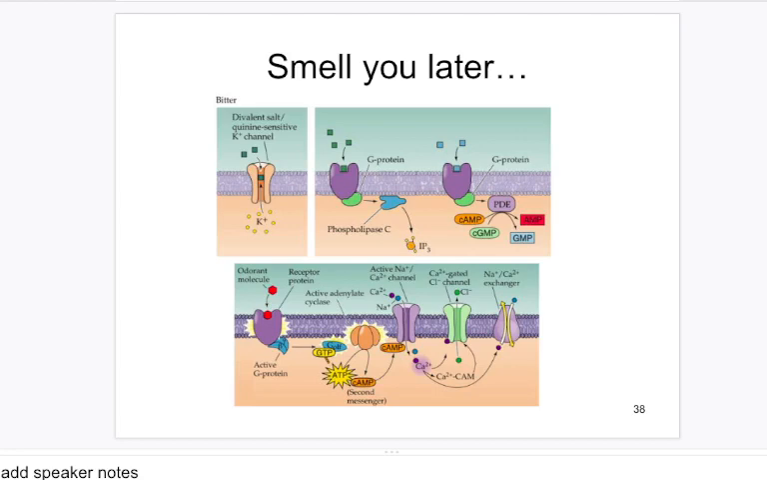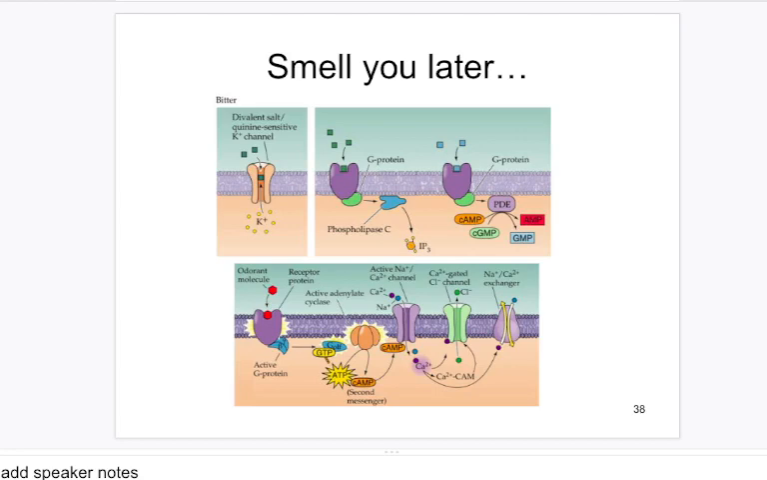So this is smell, which we'll see later, because this is the transduction pathway of a bitter smell. The trivalent salt quinine sensitive potassium channel is the specific receptor that is responsible for the bitter smells that we smell. So after the ligand, the chemical messenger, which in this sense is that bitter smell, binds to the receptor, it causes changes within the intracellular environment.